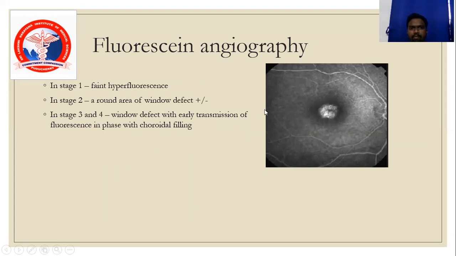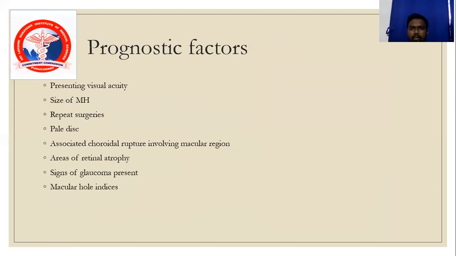Whereas in stage 2, we see a round hypofluorescent defect, also called a window defect, which may or may not be seen. While in stage 3 and stage 4 macular holes, we see a window defect with early transmission of hyperfluorescence in phase with the choroidal fill. So how do we prognosticate such macular holes?